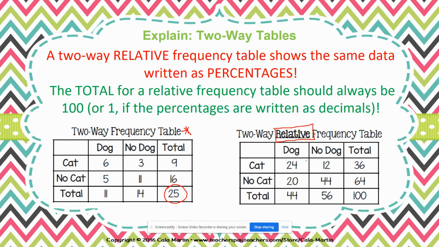This table over here is giving us the exact same information, but it's giving us relative to 100, which means it's giving us the data written as percents. So in this one, there were 6 people who owned both a cat and a dog. Well, that means out of everyone surveyed, 24% of people owned both a cat and a dog.